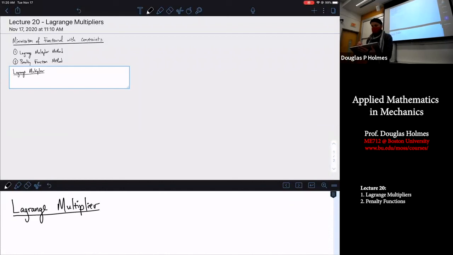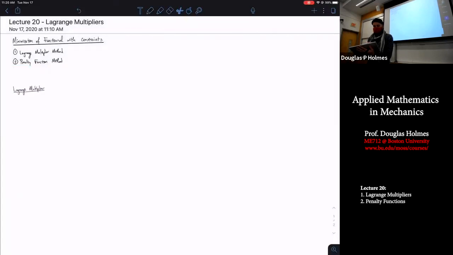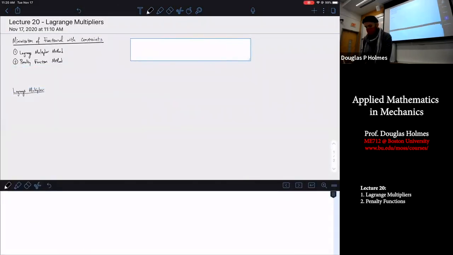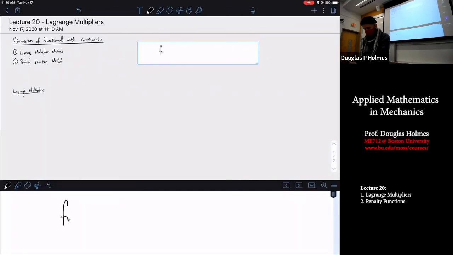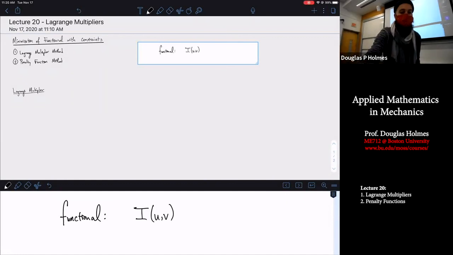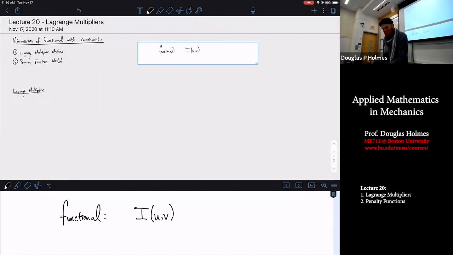Okay, actually, before I introduce the Lagrange multiplier method, let me first come over here and draw out our functional. Our functional, in this case, I'm going to call it I. I don't know why. It's going to be a function of both u and v, which are both functions of x. And we can write that I is equal to the integral between two points, a and b, of our Lagrangian, which is going to be f of x, and it depends on u, u prime, v, and v prime.